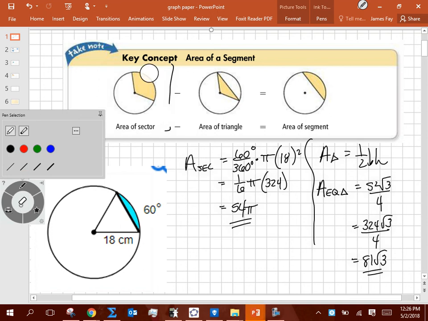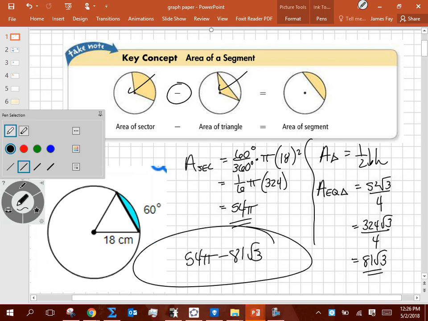I'm going to finish this plan, where I find these individual components. I've done that. It says subtract them. So I go 54 pi minus 81 radical 3, and that is your exact answer. The question says round it to the nearest tenths, hundredths, whatever. You can now do that with your calculator.